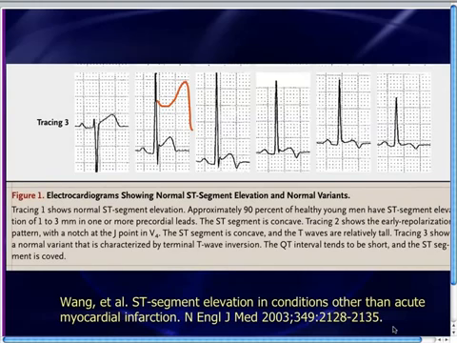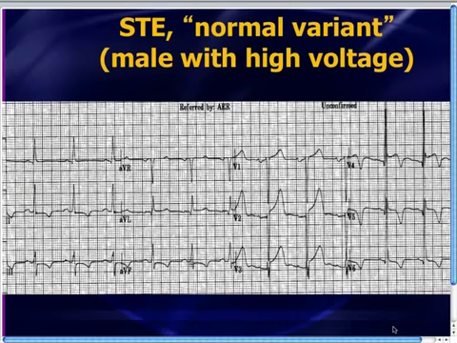Let's look at a handful more examples just to really hammer home this normal variant finding. Here's another one. Notice high voltage in a bunch of leads. What else do you notice? There's that fishhook pattern. It doesn't have to be a fishhook in all of the leads, but in some of the leads you see that fishhook pattern, and then again concave upwards and then the steep drop. That's a normal variant pattern.